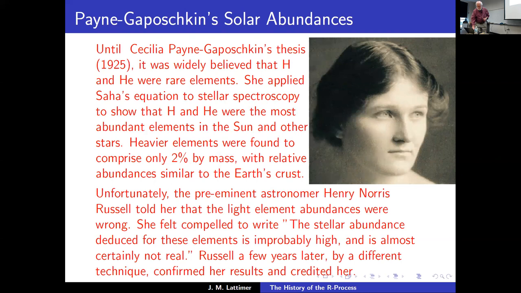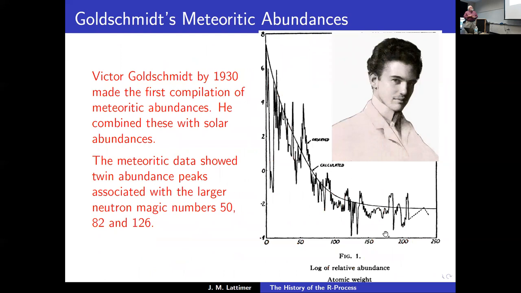The first meteoritic abundances were carried out by Victor Goldschmidt, who was Swiss by birth, and eventually, because of the Nazis, moved to Norway. By 1930, he made a compilation of meteoritic abundances. This is taken from a paper by Hoyle and Fowler, by Gamow and Alpher, but it shows the Goldschmidt abundances, and you can see clearly now the appearance of two peaks connected with these magic numbers. It was somewhat of a mystery why the two peaks existed in connection with these numbers, and those abundance determinations gave the beginnings to the idea of the nuclear shell model.